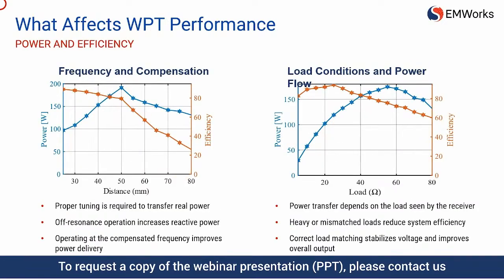In a wireless power transfer system, both the load and the distance between the coils have a strong effect on the power delivered and overall efficiency. Now let's talk about the effect of load.